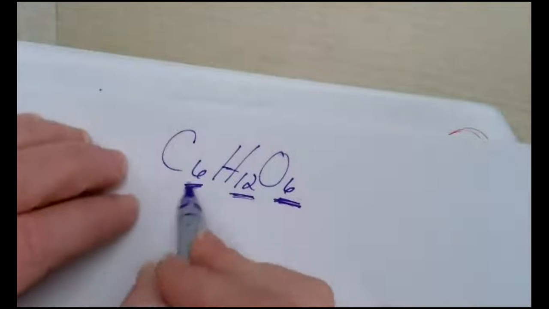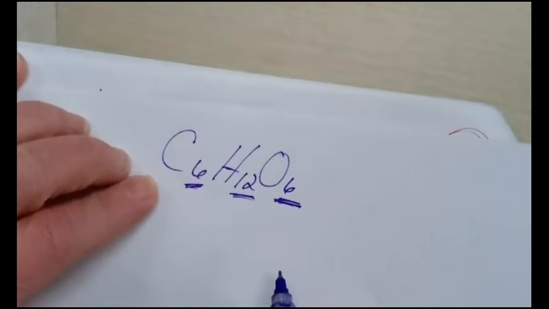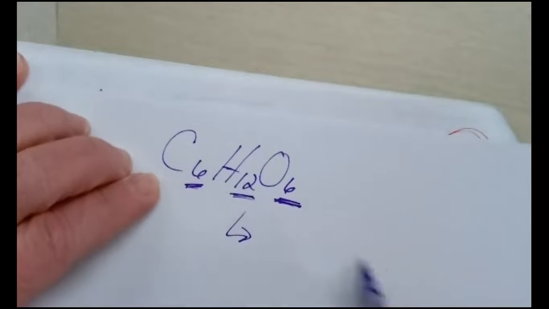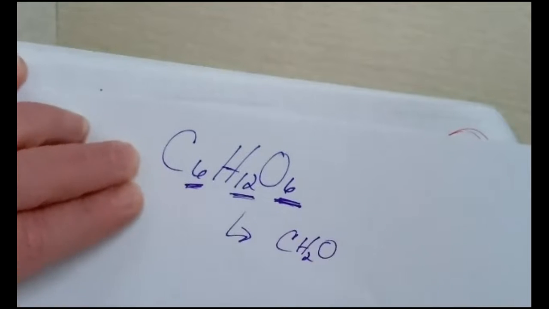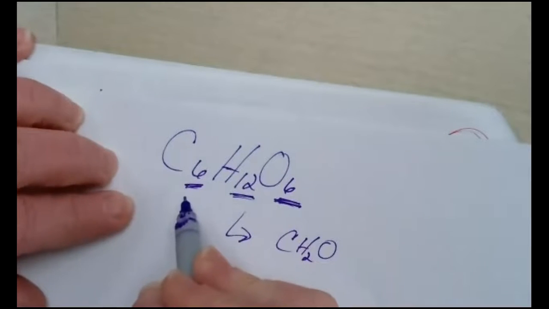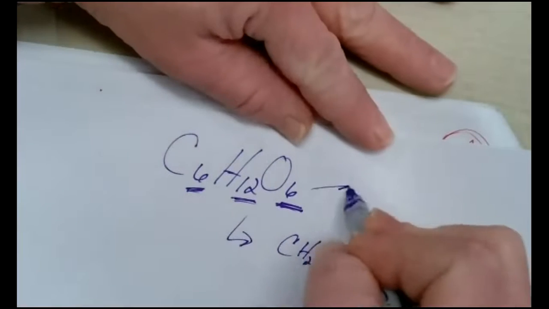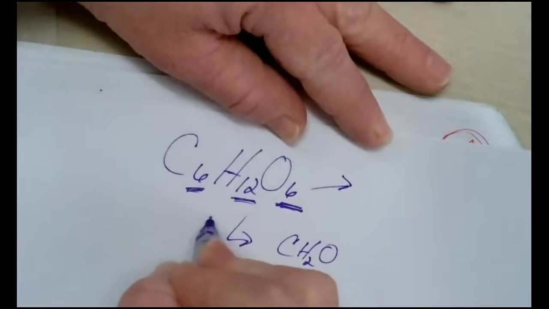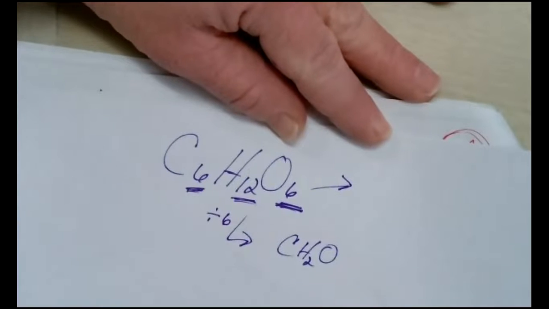So Maddie, is there a value that I can reduce all of these by? 6. And then I will get CH2O. Yes. But Noah, I bet you saw a different way that we could have reduced. So this is dividing by 6. What else could we have done? 3. Yeah.